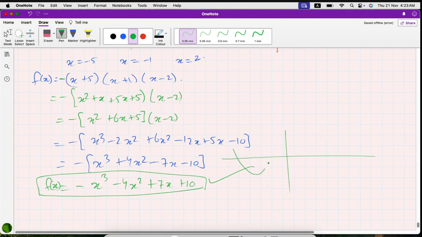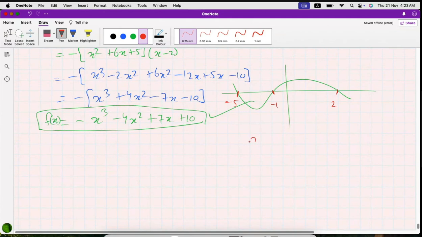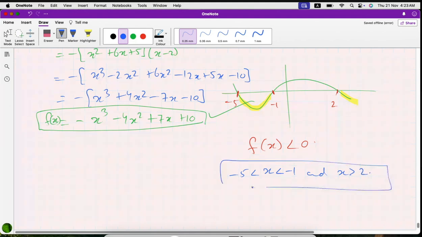Neat sketch. This is clearly -5. This point is clearly -1. And this is 2. Now the question says f of x is less than 0. Is this the region where f of x is less than 0? Yes. And this. Yep. So may I say f of x is less than 0 for -5 is less than x is less than -1? Yes. And when x is greater than 2. Yes. That's done.